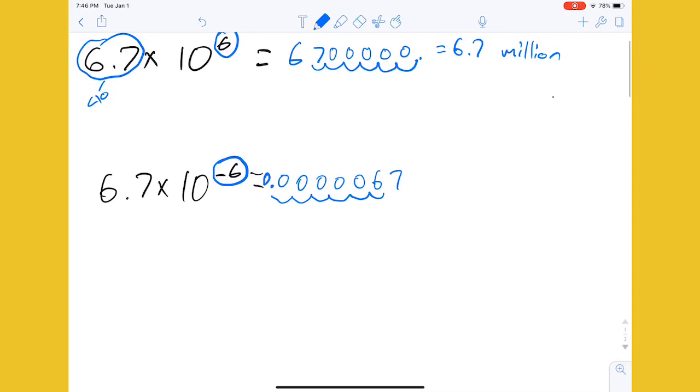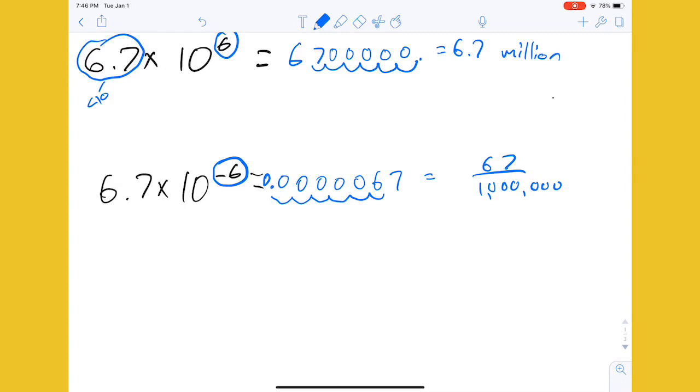And yeah, so I'm not going to write that, but it's 67 over a million, I think. Yeah, it's 67 over a million. Now, this is how you originally do it. If it's positive, right, negative, left.